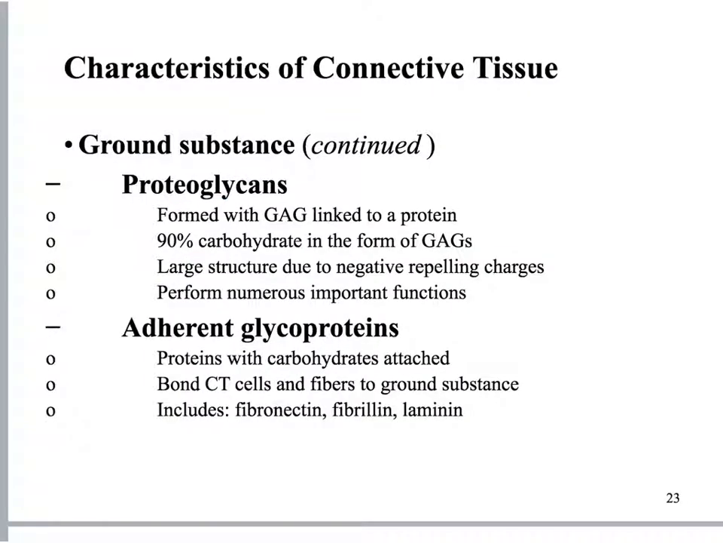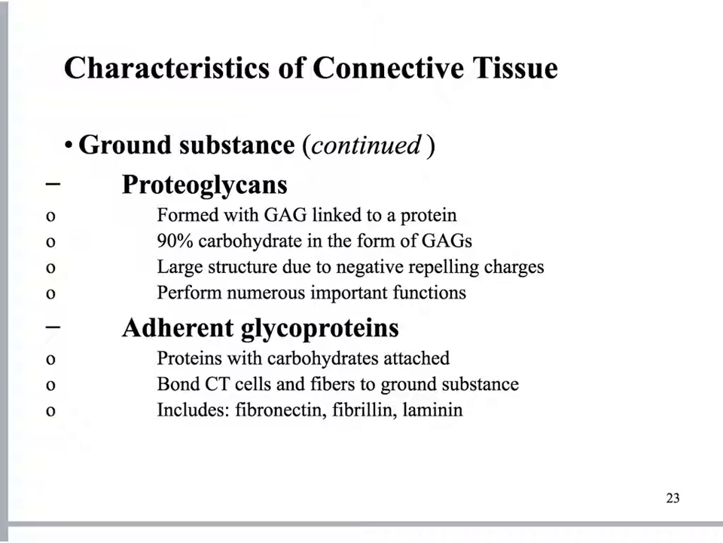Okay? Also, other things. Proteoglycans. So now we have glycosaminoglycans, and if we link one of those to a protein, now it's called a proteoglycan. All right? This is a large structure due to negative repelling. They have a bunch of different properties. I'm not really concerned that you know what they do, just that they are present, okay? It's a way of anchoring and holding those glycosaminoglycans where they need to be.